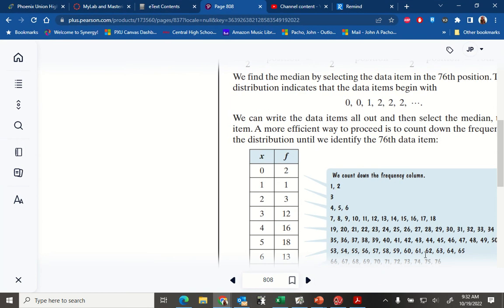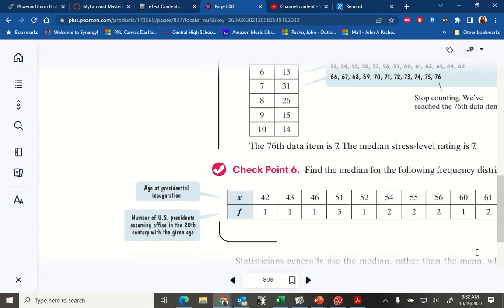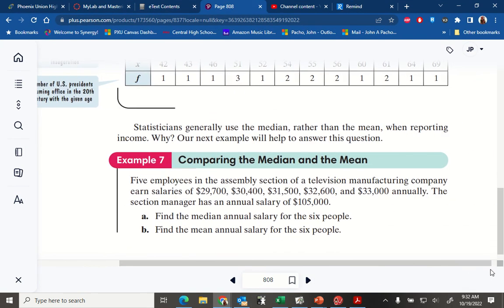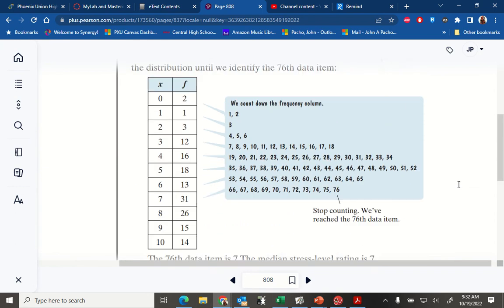This is the way the book asked you to do it. Let me scroll this over. It asks you to write them out like this. And you stop at this number. So is it easier just to add together the frequencies until you get to the number you want? Yeah.